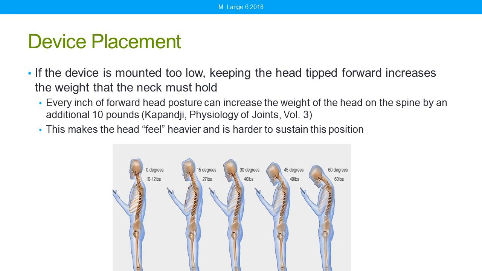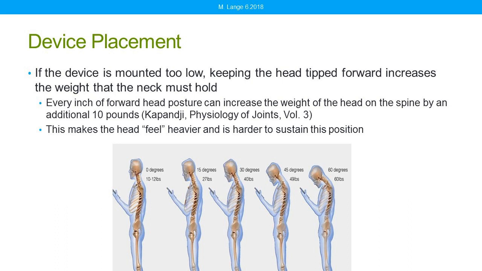If the device is mounted too low, keeping the head tipped forward increases the weight that the neck must hold. It's a biomechanical problem. So if my head is perfectly balanced over my trunk and I'm looking straight ahead, that takes much less effort than if my head is hanging forward while I look at something. Now, we know a lot of this because there's a lot of research right now about people who are walking around looking at their smartphones all day long, right? Every inch forward of a neutral head position can increase the weight of the head on the spine by an additional 10 pounds. So our head weighs about 10 pounds as it is.